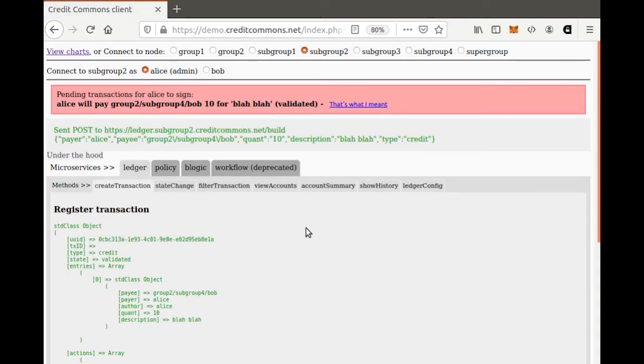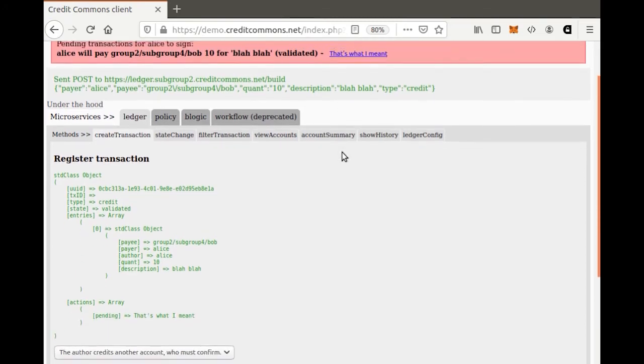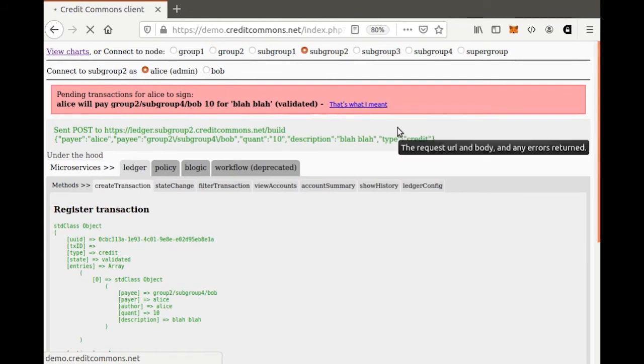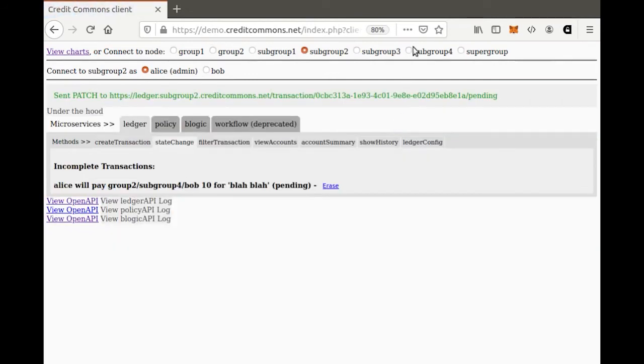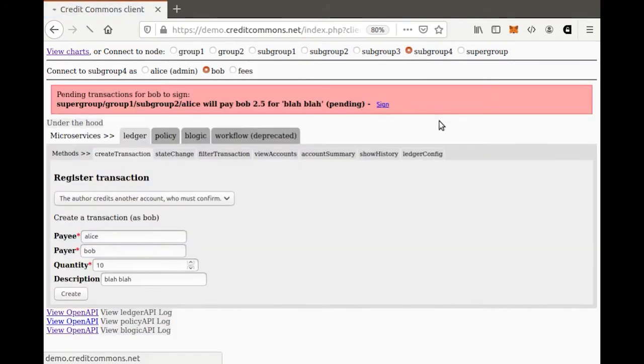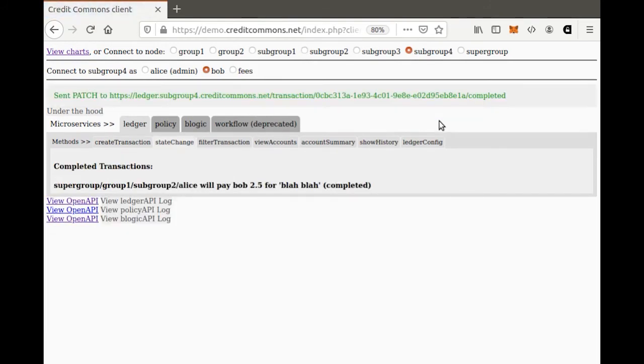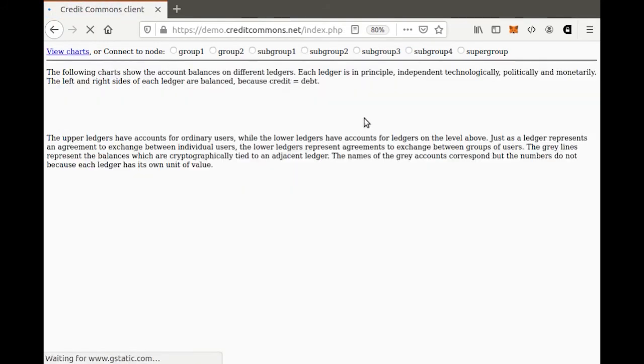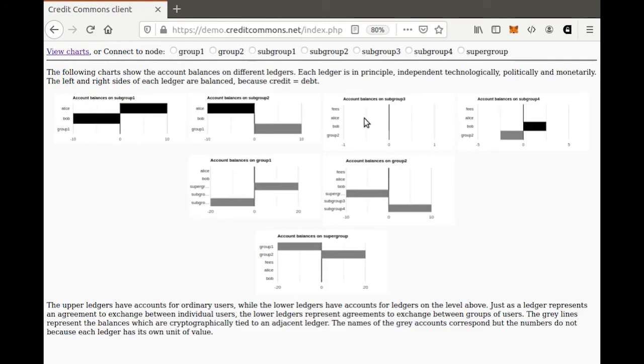So there it is. The transaction comes back for Alice to confirm. And then we'll go and confirm it as Bob. And then we can see the transaction has gone right the way through the tree. So there's Alice, the black account, and all of these grey accounts mean that they are the balances that are happening on other ledgers. And so there's Bob, who's gone up.